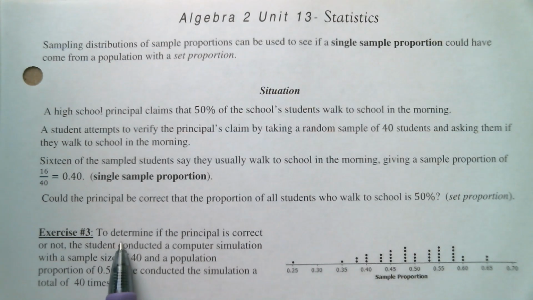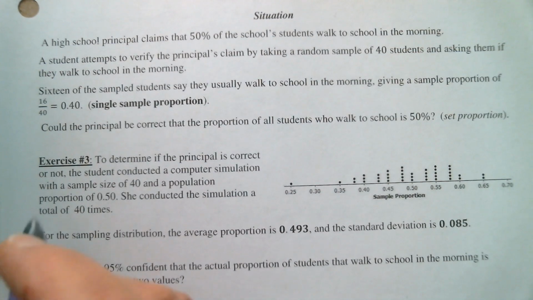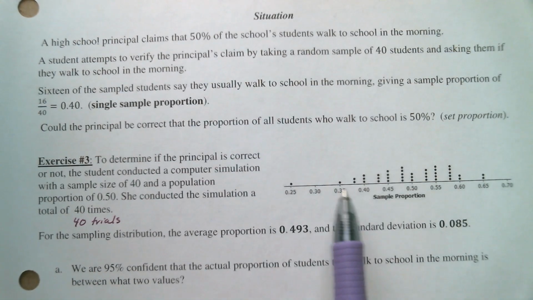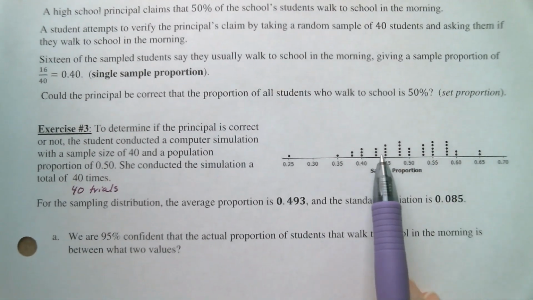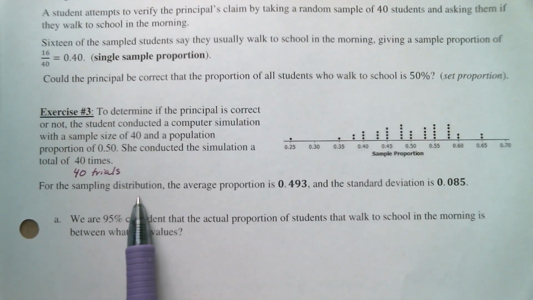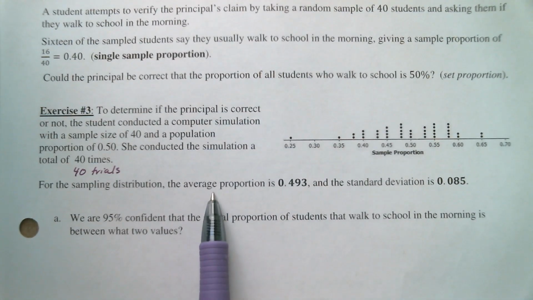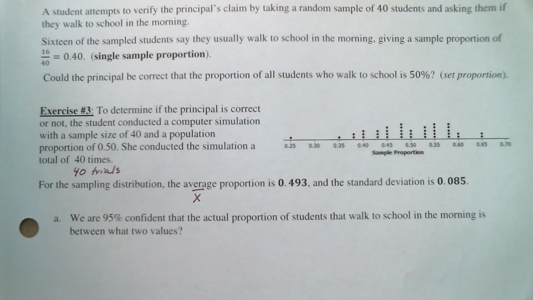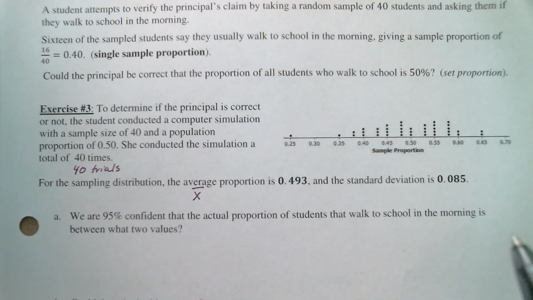Exercise number 3. To determine if the principal is correct or not, the student conducted a computer simulation with a sample size of 40 and a population proportion of 0.50. She conducted the simulation a total of 40 times. So there were 40 trials here, so here we would have 40 dots. This is a dot plot of the computer simulation. For the sampling distribution, the average proportion, average is our mean, is 0.493, and the standard deviation is 0.085.